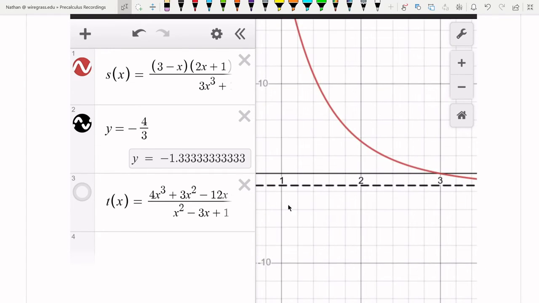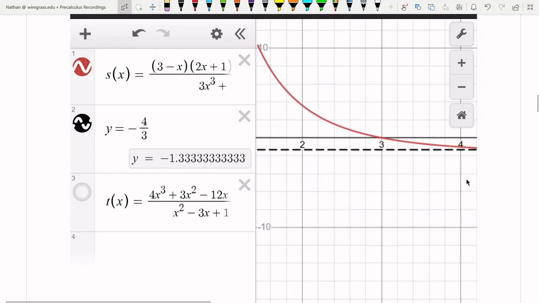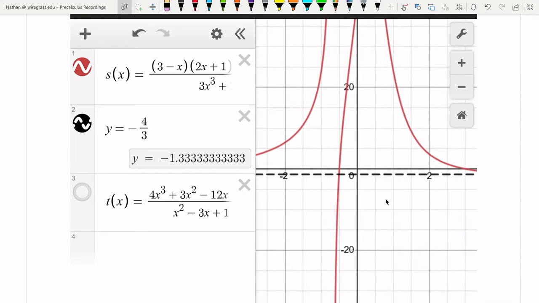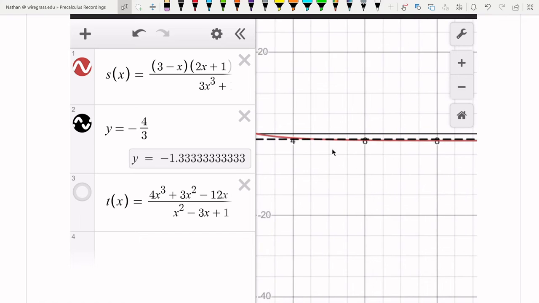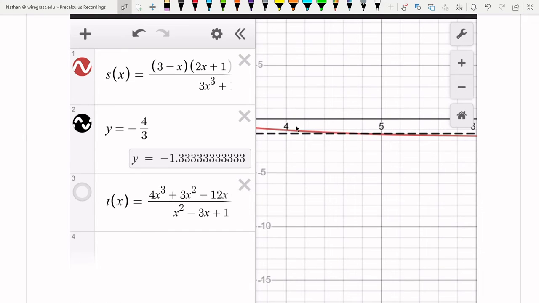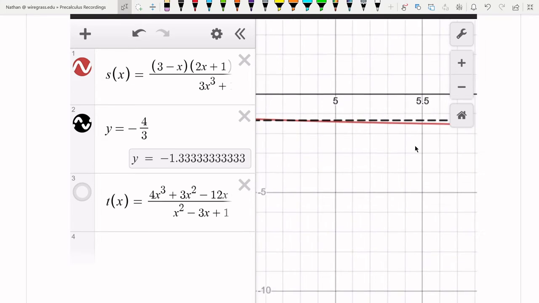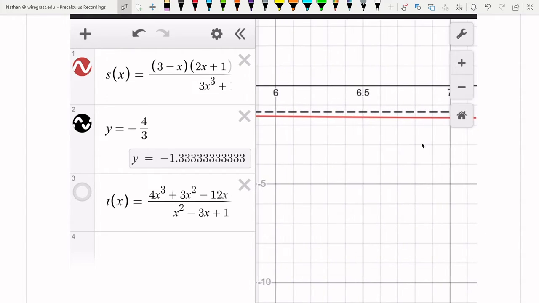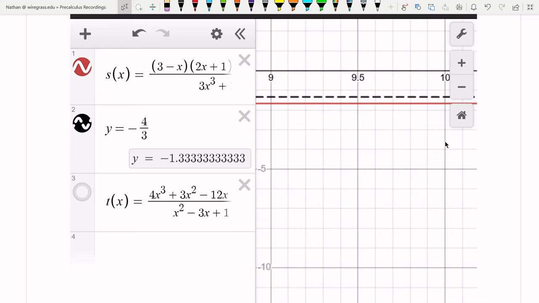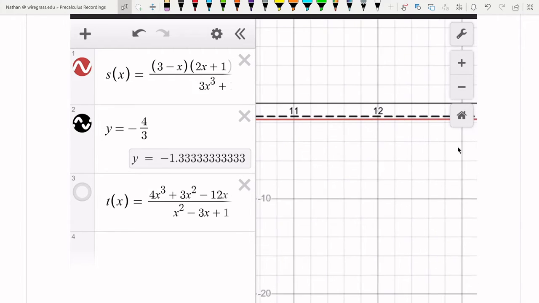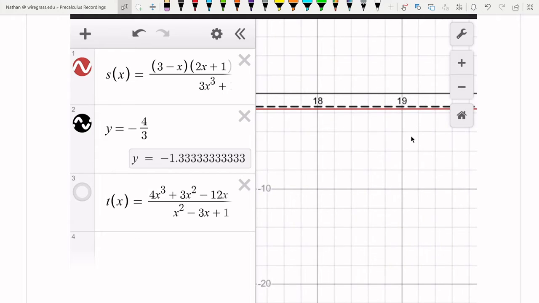If I zoom in on it, you can see that the function does asymptote to it. It's a little hard to see because it actually crosses it. That's one of the big ideas here: with horizontal asymptotes, the function can cross. Vertical asymptotes, the function will never cross. But horizontal ones, they can. It actually crosses it right there. If we go down past it, it goes down a little bit, and it looks like it keeps going, but it actually comes back up and gets closer and closer to it.